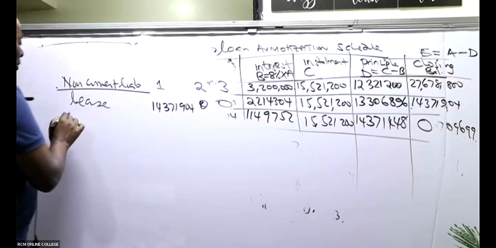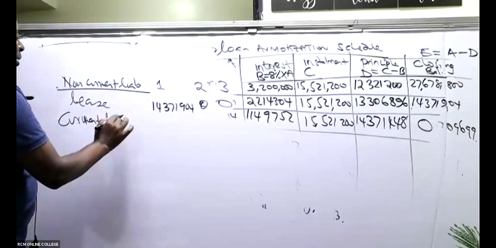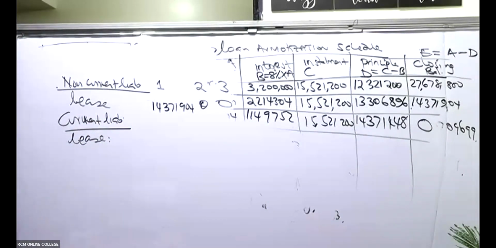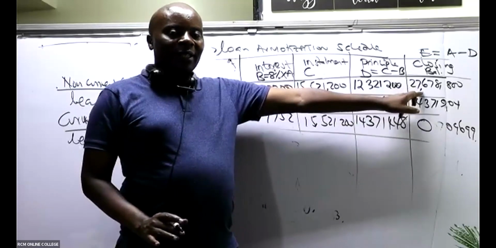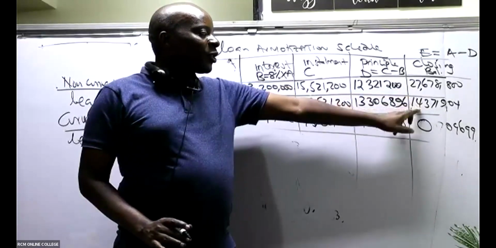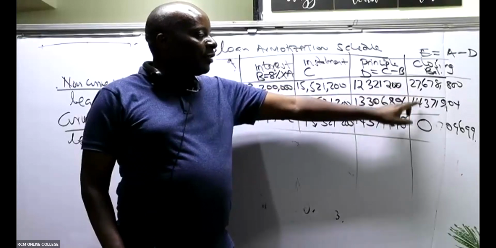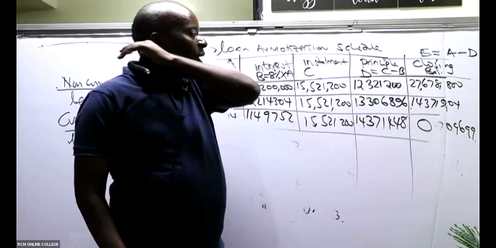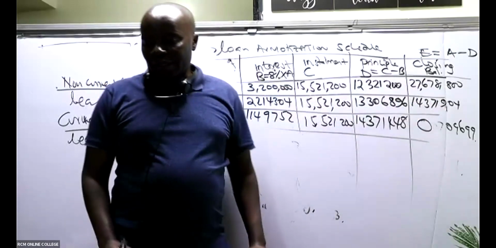And then you ask yourselves, what about the current liabilities? In this case here, we call these the lease. Initially we had 27 million and something, but something must have been paid for us to arrive at 14. Can somebody give me the difference between this and this? Take 27,678,800 minus 14,371,904. Somebody please give me that.